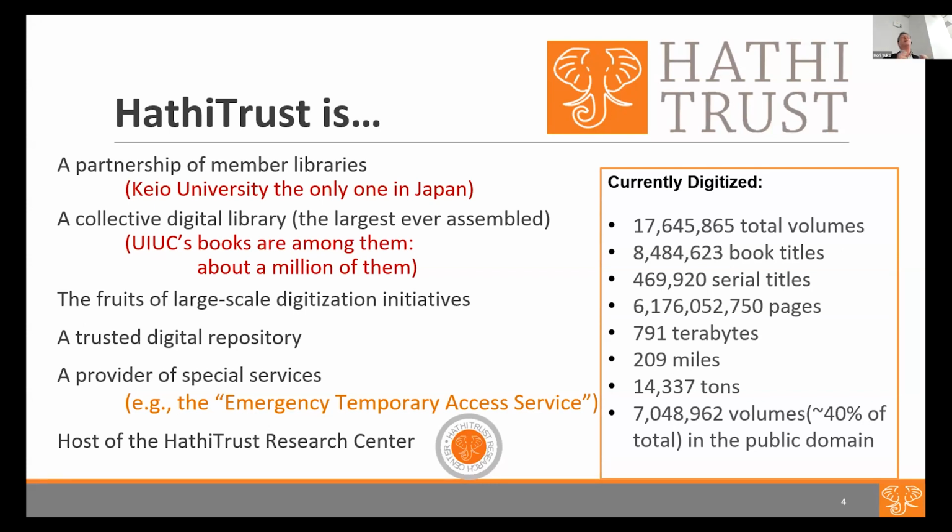I love this number. This is my favorite number. There are 4.6 billion scanned pages in this collection. It sits on 791 terabytes of disk at the University of Michigan. That's where the collection is housed. If put edge to edge, the books would stretch for 209 kilometers, which is about 209 miles, about 300 kilometers. It would weigh 14,000 tons, which is many elephants.